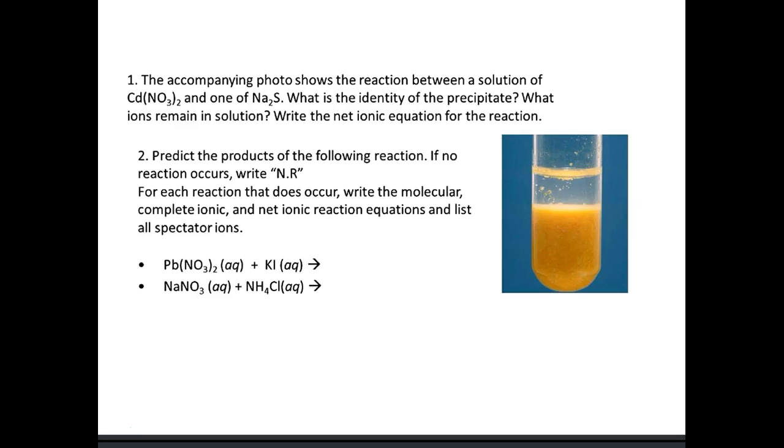Okay, so here we have two solutions that you're mixing together. It's clearly a precipitation reaction because there is a precipitate that forms, which is the yellow solid that you see. And then the question is, what is the identity of that solid? In order to figure that out, we have to write the two products that would form in a precipitation reaction, and then look at solubility rules and decide which one of them is not soluble, and that would be the answer to the first question. And then the one that's still soluble would be the answer to the second question, and then the ionic equation we'll do last.